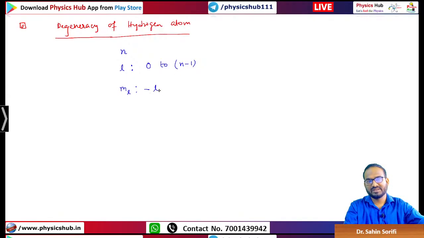Look, we have the principal quantum number n. Now, corresponding to a value of n, the L value will run from 0 to n minus 1. So, one value of n will give you n number of values of L. And for a particular value of L, ml will run from minus L to plus L. So, you can see it has 2L plus 1 number of values. And ms, let's say for the hydrogen atom we have electrons, so ms can take values plus or minus half.